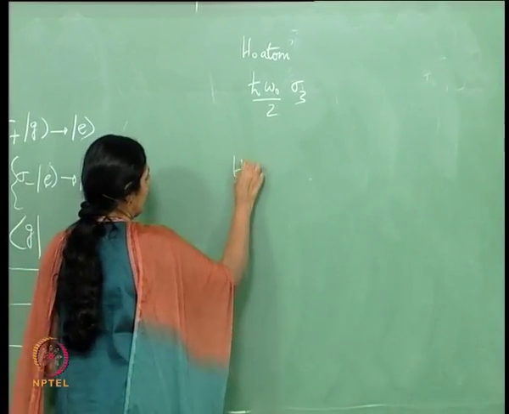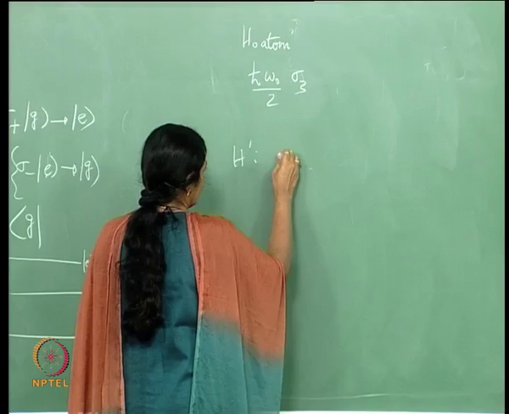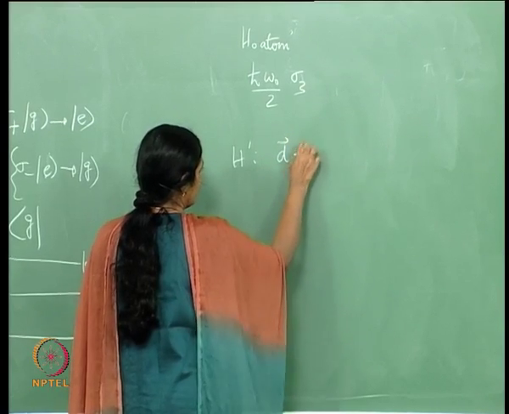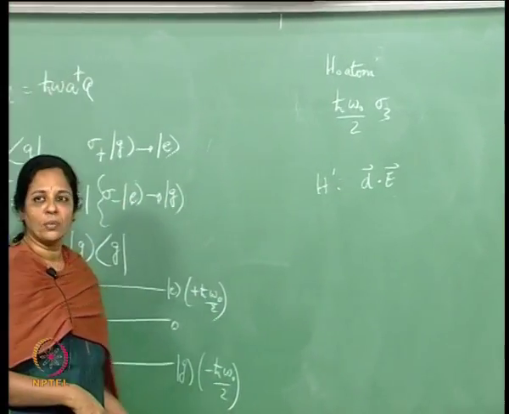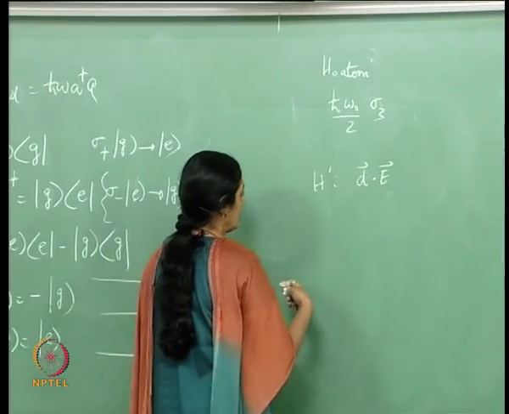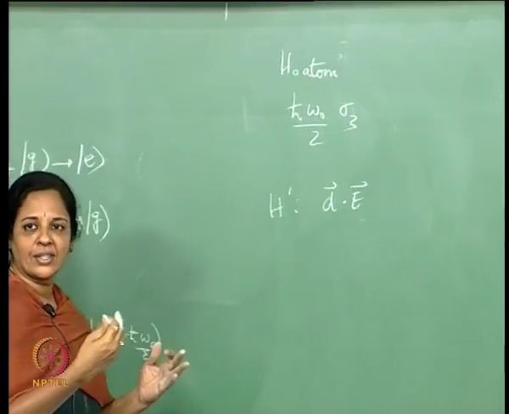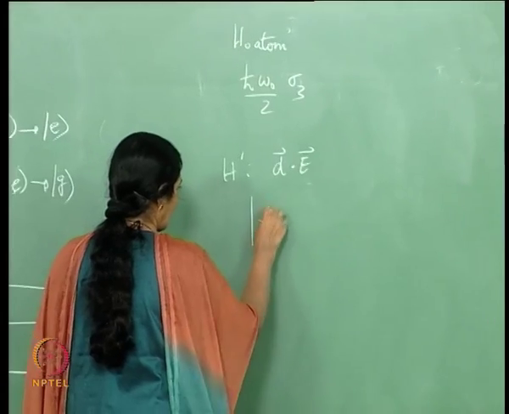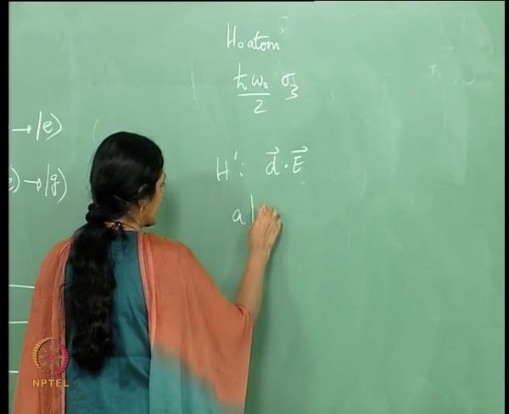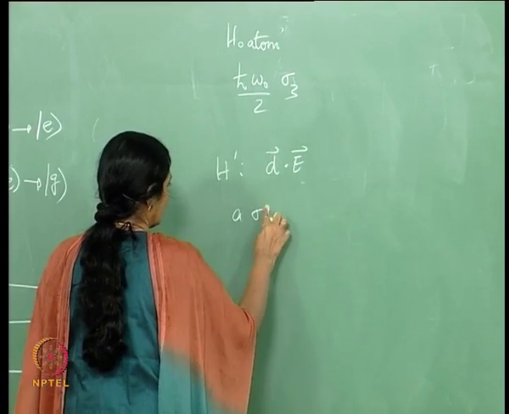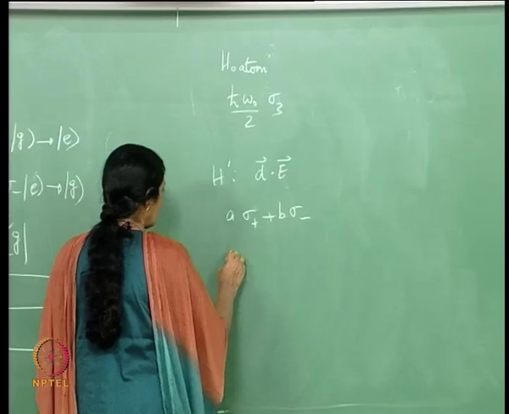So look at H prime. H prime essentially has this atomic operator dotted with the electric field. How do I model the atomic operator? What does it do? First of all, D should not connect states of the same parity. So suppose D were of the form A times sigma plus B times sigma minus, where A and B are some constants. What would it do?